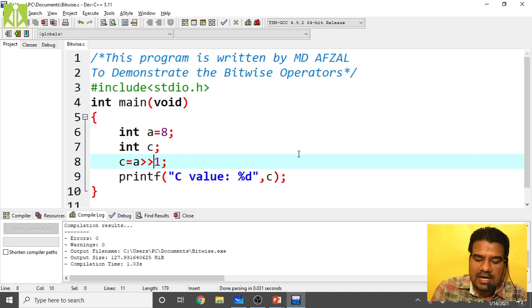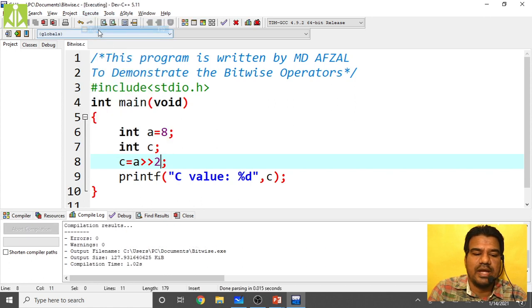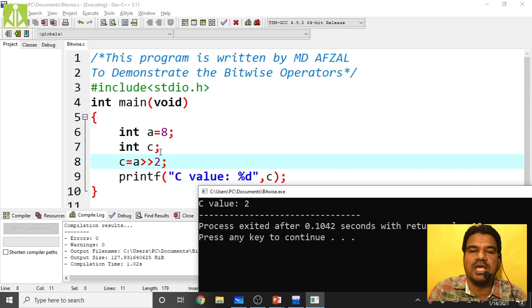To check that, what do I have to do? Here I have to perform the right shift twice. Now go and see the value. We should get 2, and that we got over here, as you can see. The value of C I got is 2. That means I performed the bitwise right shift twice. After the first time, the value got divided by 2, so I got 4. After another time, it got divided by 2 again, so I got 2 now.